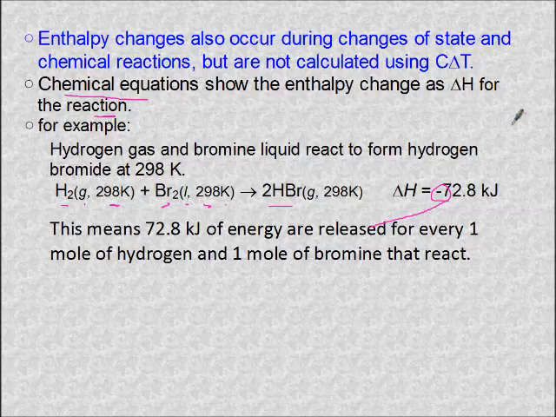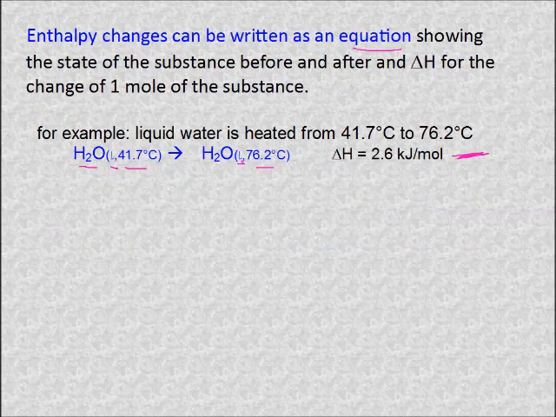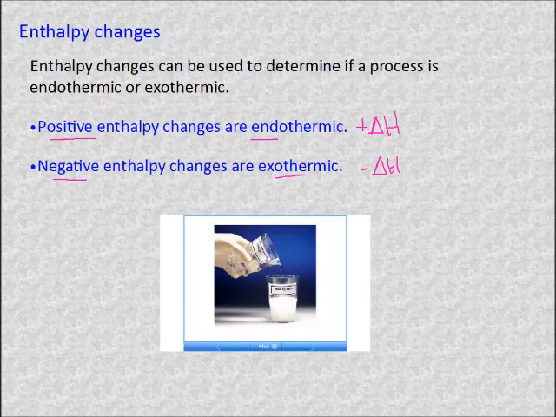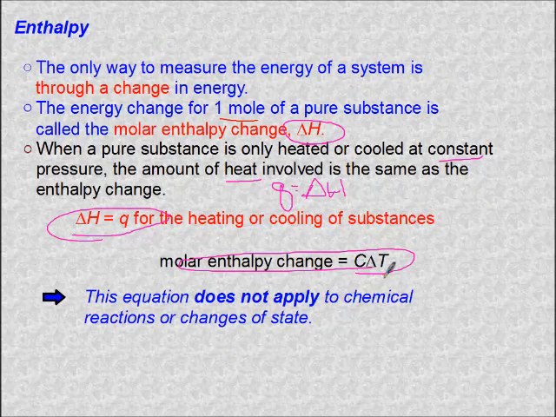And that's all we're going to cover for today. So again, the difference between our enthalpy change and our energy change. Energy is just talking about heat in general, heat being transferred. Enthalpy is talking about something per mole of a substance. And I can calculate that with my equation, C times delta T, and that's molar enthalpy change, delta H.